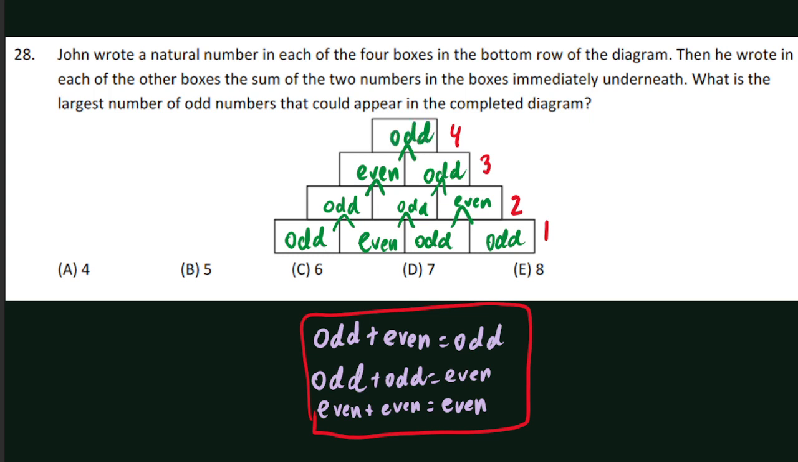Now this is the maximum amount of odd numbers possible. And if you count that up, it is 1, 2, 3, 4, 5, 6, 7, which means D is the answer. So what you want to do for this problem is try to get an even and an odd number in the second last row, or in this case, row 3. And that's the key to solving this problem. If you do that, you can solve any problem that's like this.